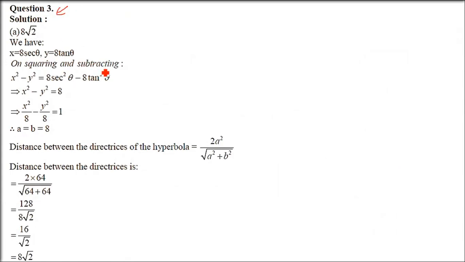Now this is question number 3. The distance between the directrices of the hyperbola x equals 8 sec theta and y equals 8 tan theta. Now this question is the VSAQ 8th question. Exactly the same, a similar question it is, and we have already done it there. But let me give you just a hint. You have to square both equations and subtract. Square and subtract.